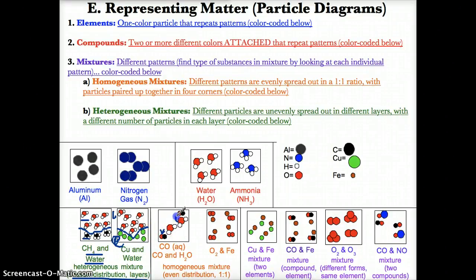This is a homogeneous mixture because it's a 1-to-1 ratio. They're spread out evenly in corners. Everything's evenly distributed. You can tell this is a mixture because the patterns are different. One's one red, two white. The other is one black, one red. All right, so it's a mixture.